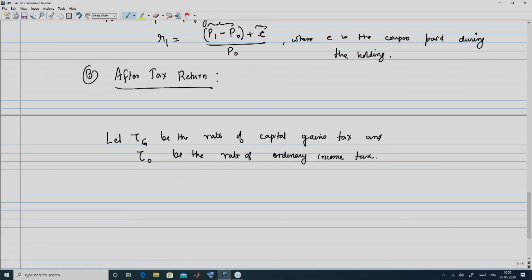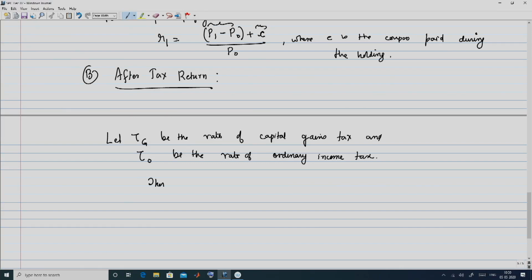And tau O is the rate of ordinary income tax. So, basically this is the tax rate that is applicable to your regular income, and dividends are considered as regular incomes. So, accordingly, we now need to modify the rate of return to incorporate these two tax rates. So, this gives us the rate of return R. As before, this is going to be P1 minus P naught plus your D1 divided by P naught, but please remember that on the amount of P1 minus P naught, you have to pay capital gains tax at the rate of tau g.